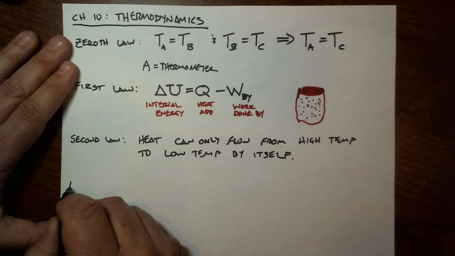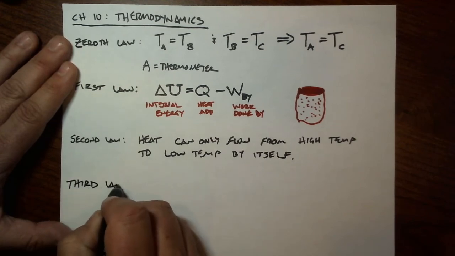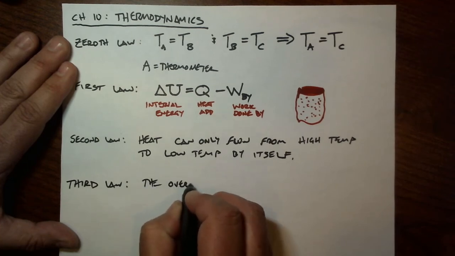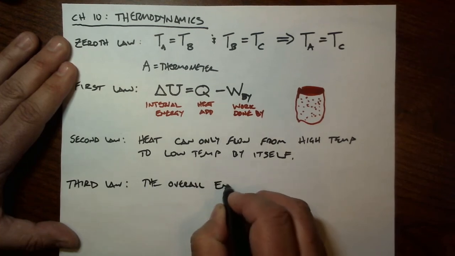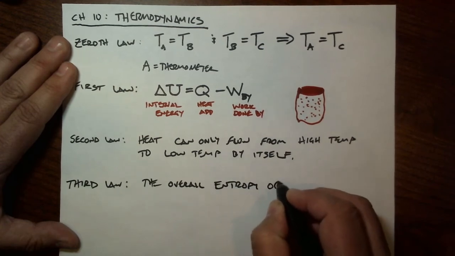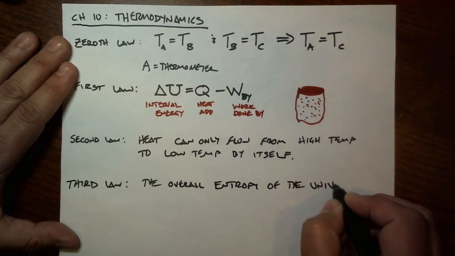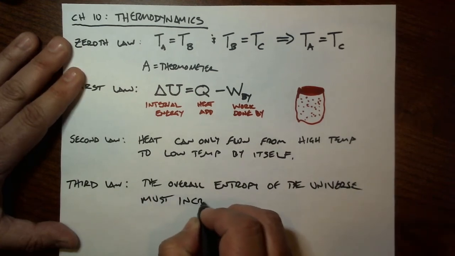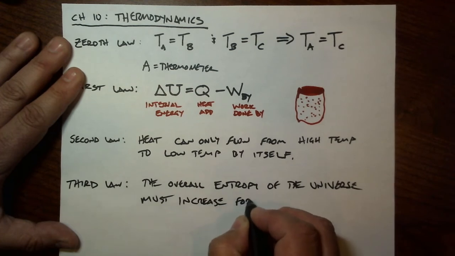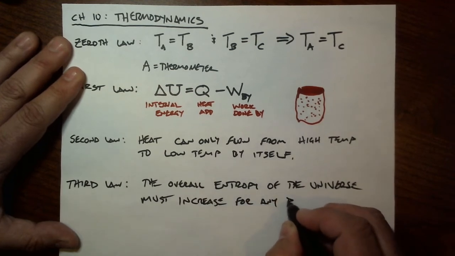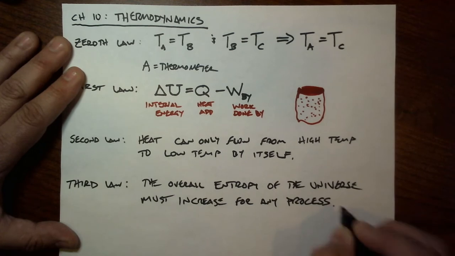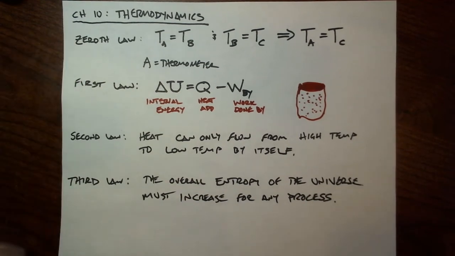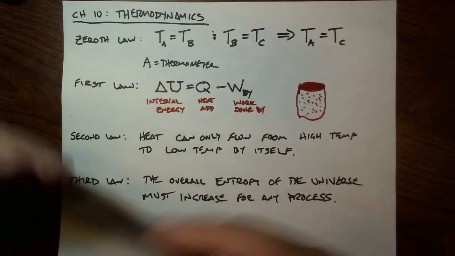And the third law of thermodynamics says that the overall entropy of the universe must increase for any process. Nothing can happen unless the overall entropy of the universe increases. Okay, those are the laws of thermodynamics, and they are used in various situations.